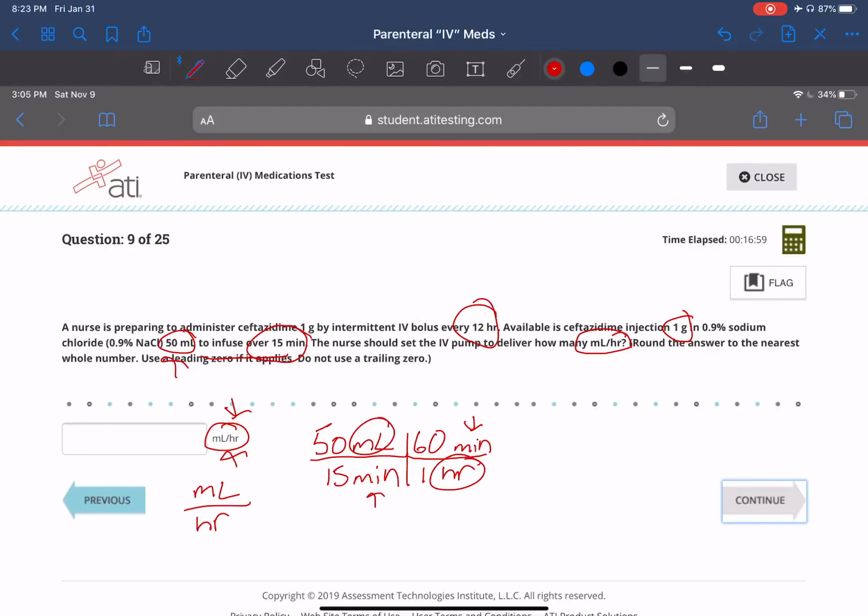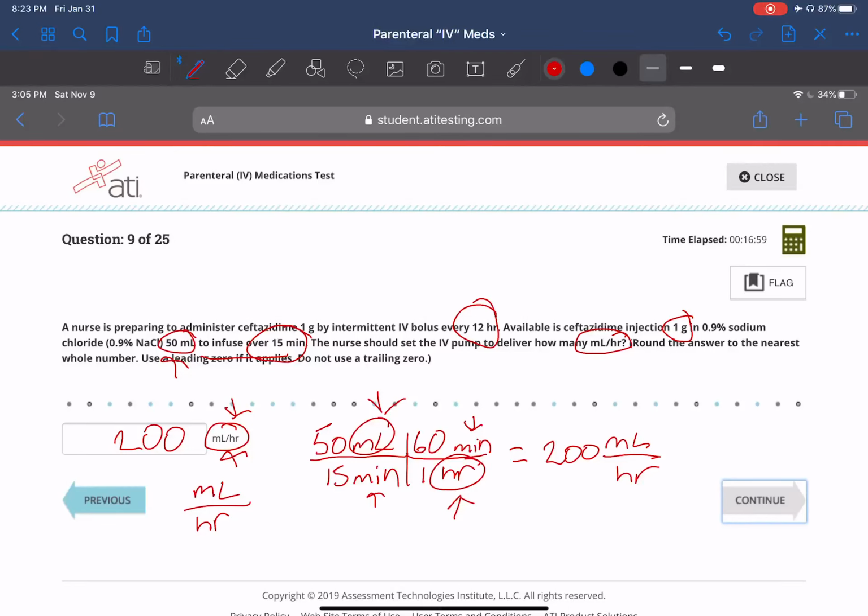So what we're going to do is multiply across the top of the train tracks and then divide along the bottom. So we're going to do 50 times 60 divided by 15 divided by 1. And that equals 200. And we have ml over hour, which is what they wanted. So the answer is 200. Let's make sure that's correct.